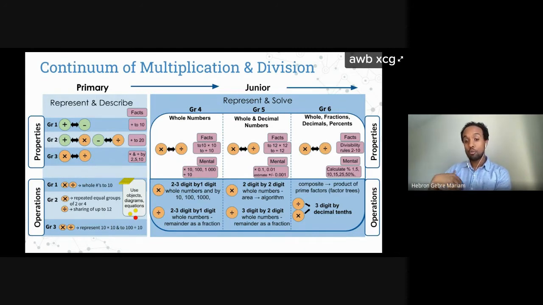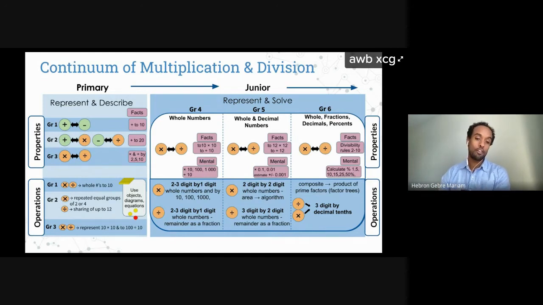The multiplication in grade 5 grows to 2 by 2 digit whole numbers. They're working with area models and algorithms at this point. And then in grade 6, they're dealing with composite numbers and prime factors, and multiplying and dividing 3 digit numbers by decimal tenths. I'm going to go down to look at division a bit.